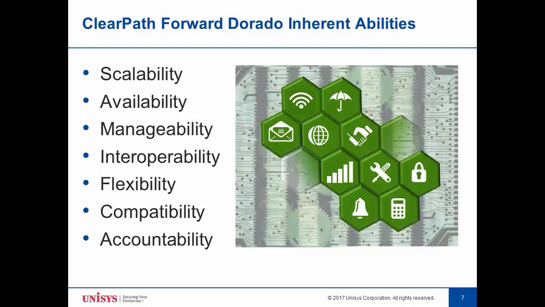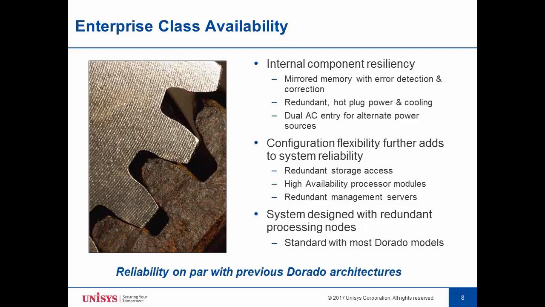But there are a couple of them that I want to touch on first because they are very critical to our clients as well as very timely in what's happened here in the last few days. First piece we want to talk about is a hardware piece, and that's the enterprise class availability that is part of the Dorado ClearPath Forward systems.